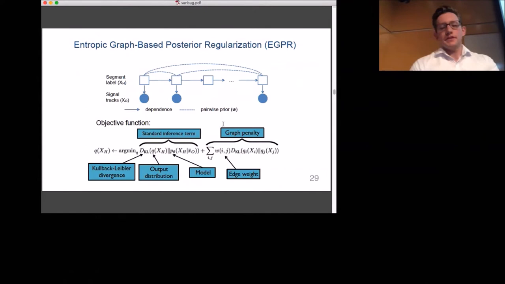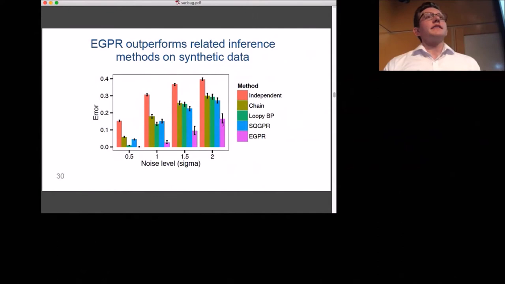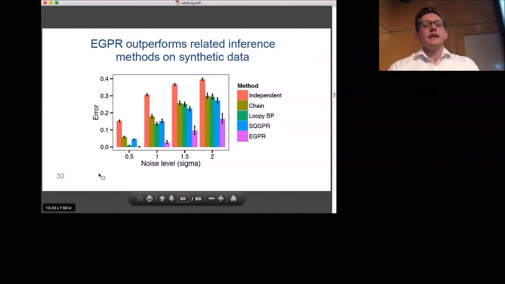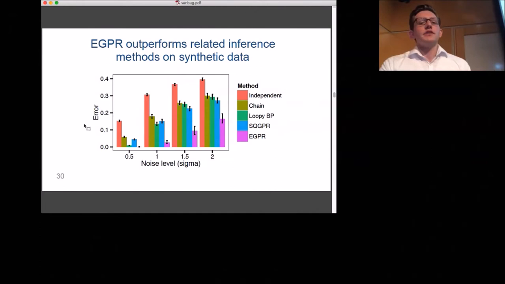Okay, so a couple of nice things about this as a general inference method. It turns out that this method, EGPR, entropic graph-based posterior regularization, does better than a lot of approximate inference methods on synthetic data. So this is data where we know the true value of the variables. What I'm showing you here is a synthetic model where we vary the noise in the model. It's a hidden Markov model that we generate. The noise determines the difficulty of the problem. And then what we're measuring is the error of our predictions of the HMM labels. So you can see that using no hidden Markov model and just independent positions does pretty poorly, that's red.